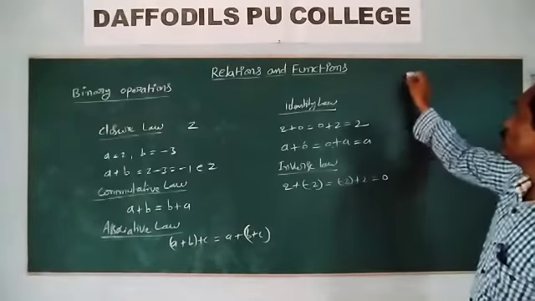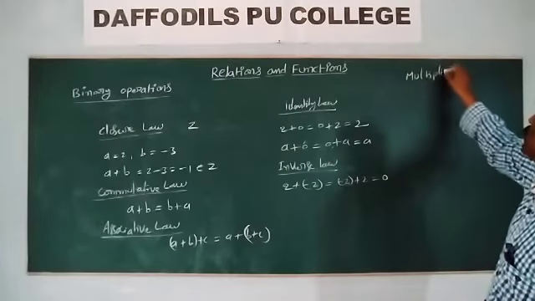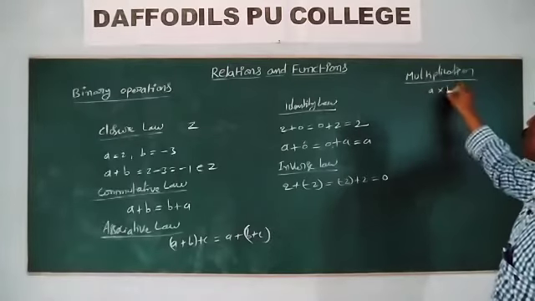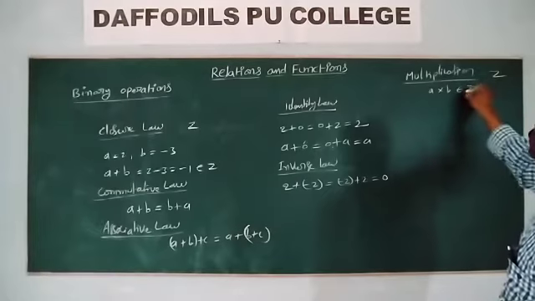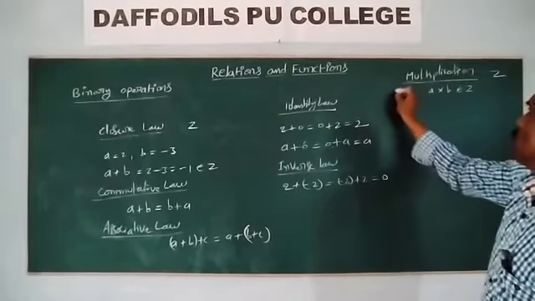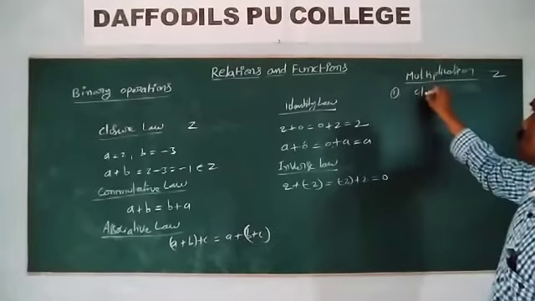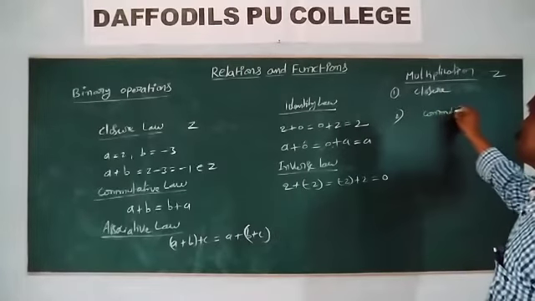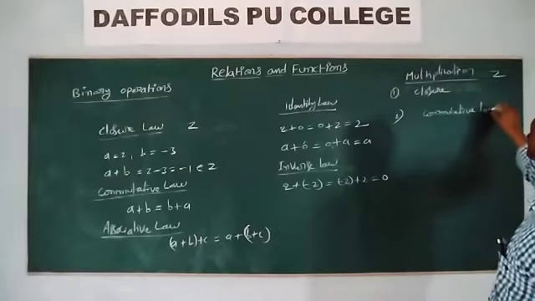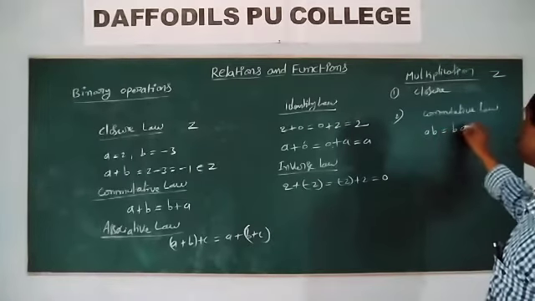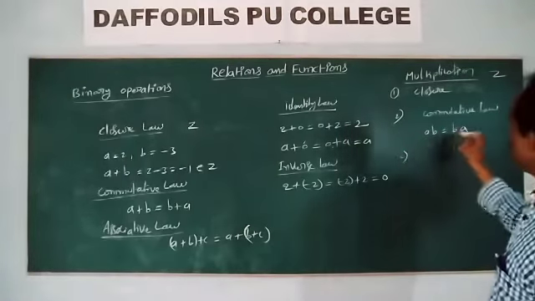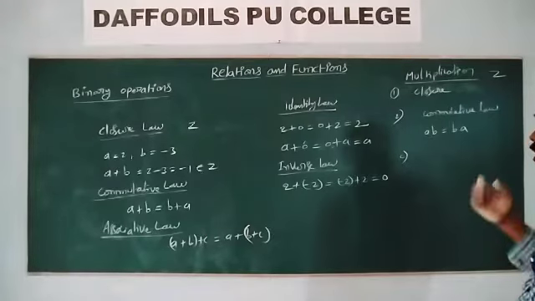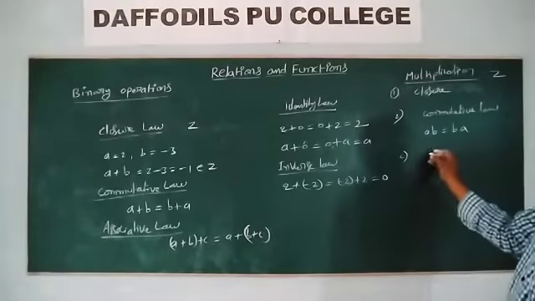Clearly additive inverse. Now for multiplication, we see what happens. Closure law is also the same. A into B belongs to the set also; suppose we take Z, that also gives closure law. Second, commutative law. What is commutative law? AB is equal to BA, where A, B belong to that set. Suppose natural numbers, integers, anyone, rational numbers.